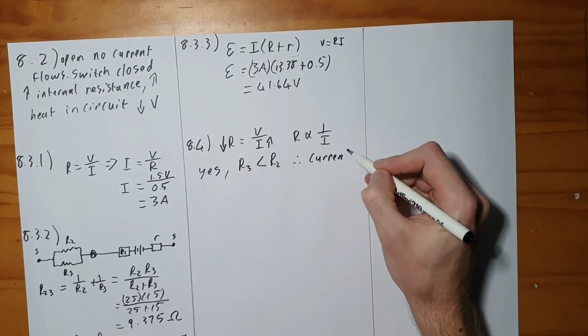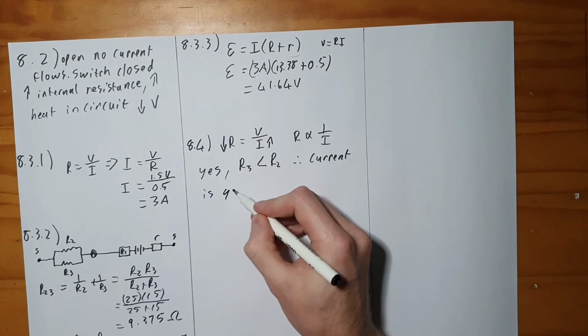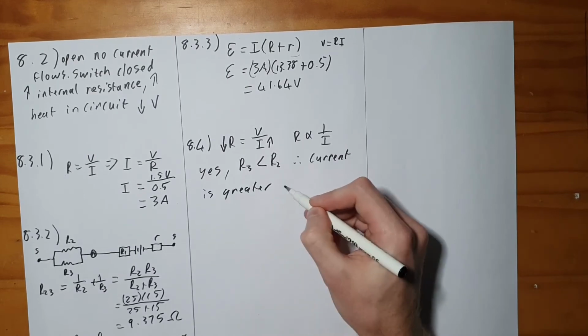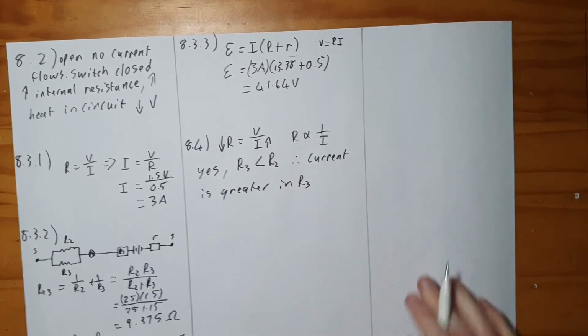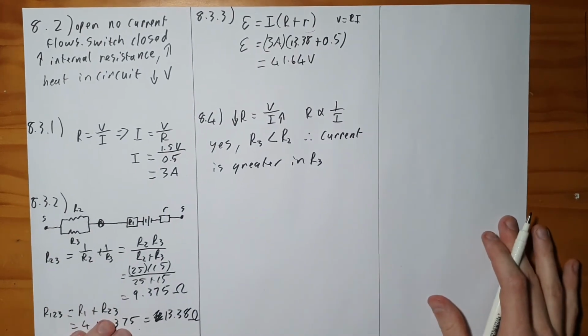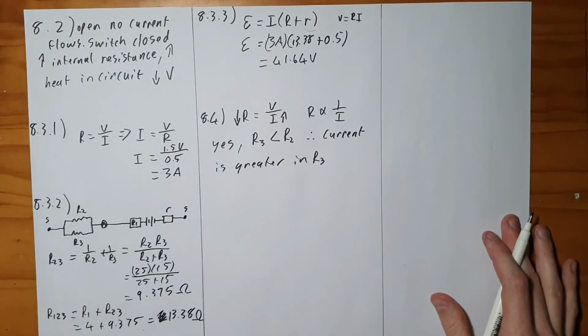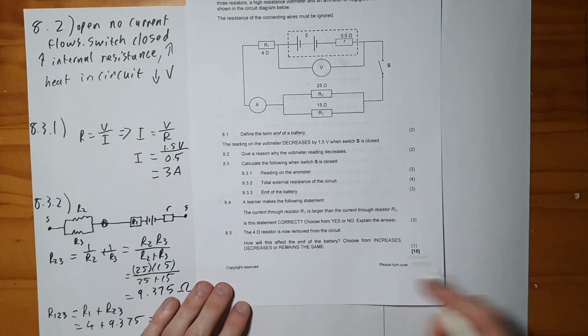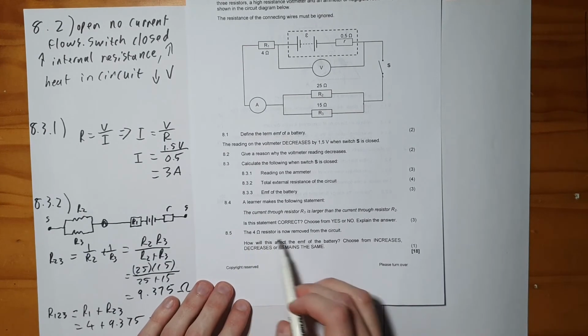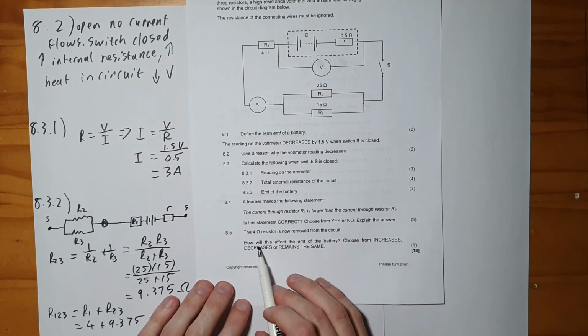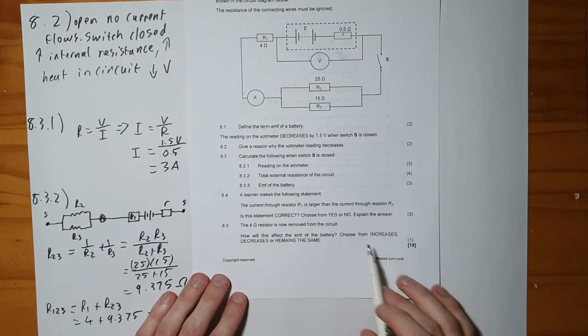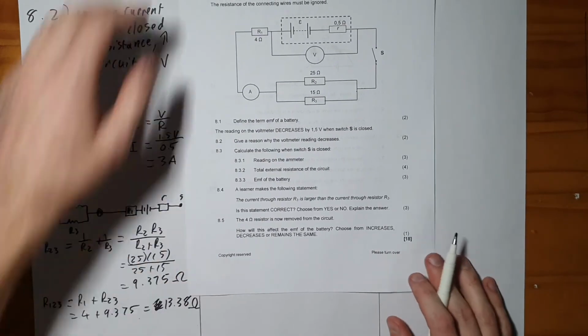therefore current is greater in R3. Okay, why? Because current takes the path of least resistance. Okay, now let's look at 8.5. 8.5 says the 4 ohm resistor is now removed from the circuit. How will this affect the EMF of the battery? Choose increasing, decreasing, or remain the same.